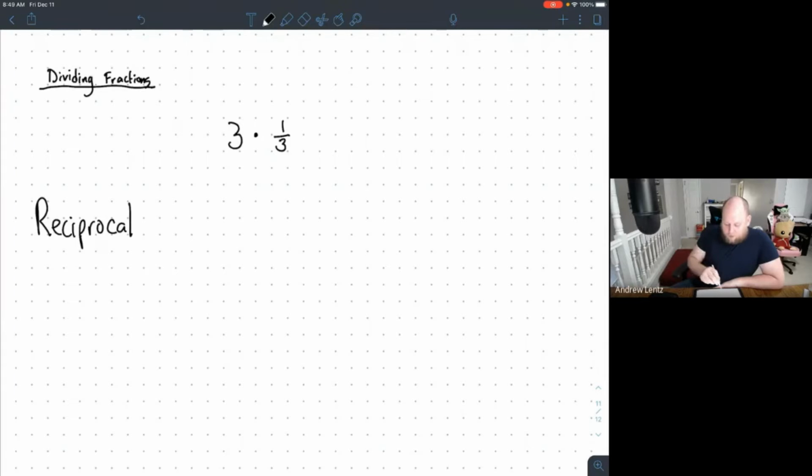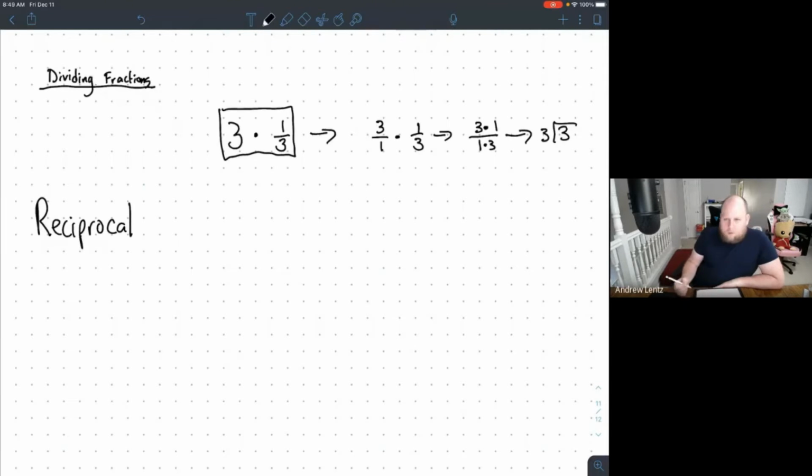Now, I can take this, and if I multiplied it out, I would turn this to 3 over 1 times 1 over 3. My problem is now 3 times 1, divided by 1 times 3, or 3 divided by 3. So how this works is if you multiply, it's the same as dividing by the reciprocal. So the reciprocal, I could have easily just written this as 3 divided by 3.